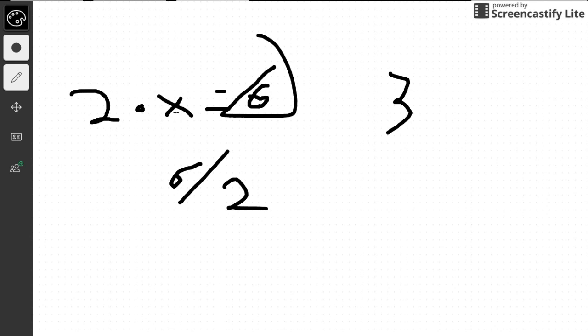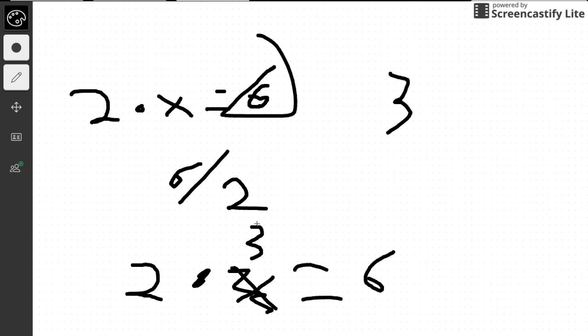Now again, we can check our answer by putting that into the problem. So 2 times x, 3, equals 6. And that turns out to be correct. So we know that x is 3.